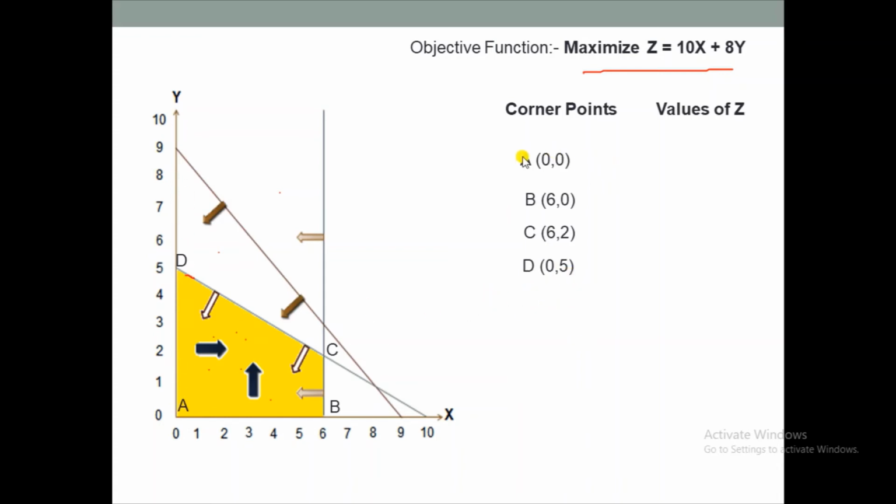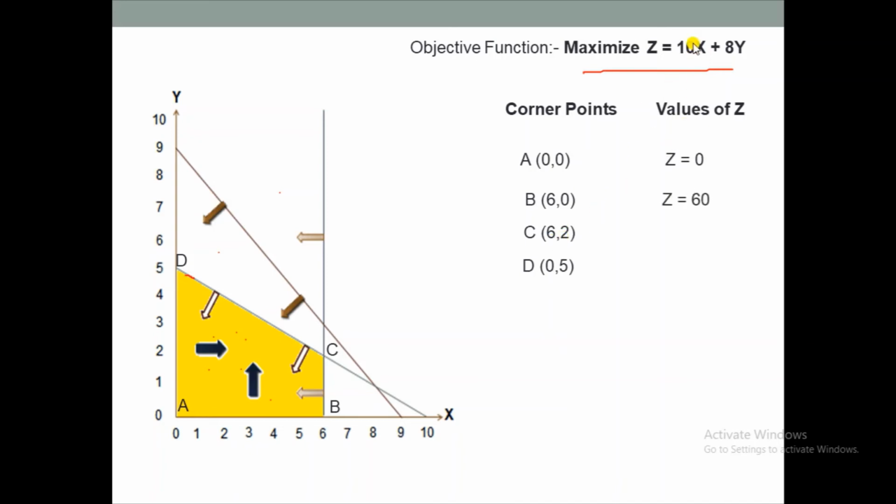Now the next step, as we saw in the steps to solve a linear programming problem by the graphical method, was to put these coordinates individually in the objective function. These coordinates are nothing but the values of x and y. For example, at corner point A, the value of x is 0 and the value of y is 0. Here, x is 6 and y is 0. We just have to put those values and calculate z. When I put x 0, y 0, the value of z is 0. When I put x equal to 6, y equal to 0, 10 into 6 is 60.